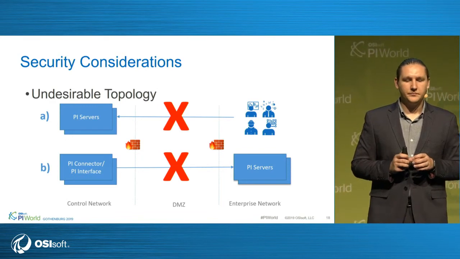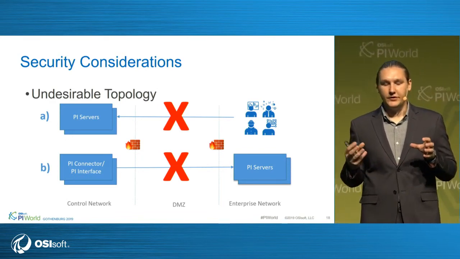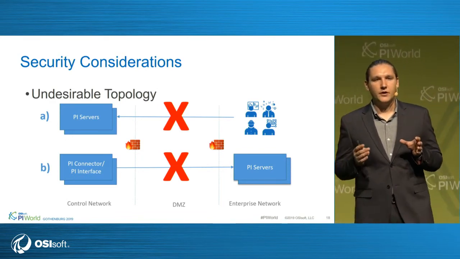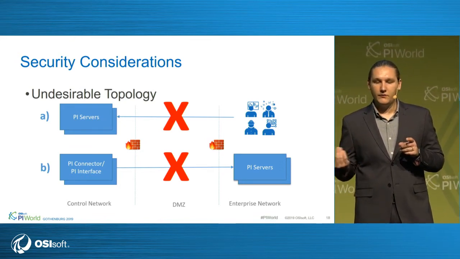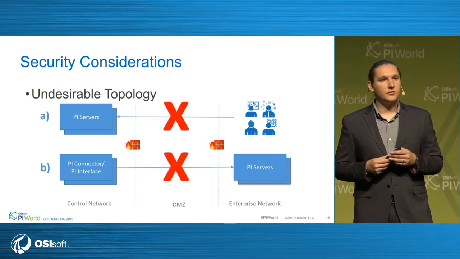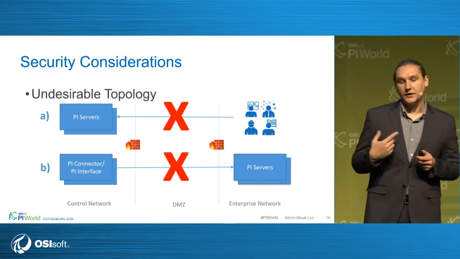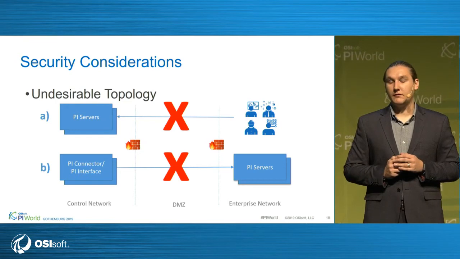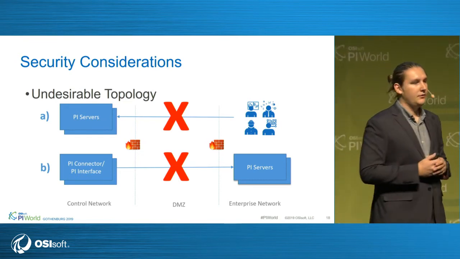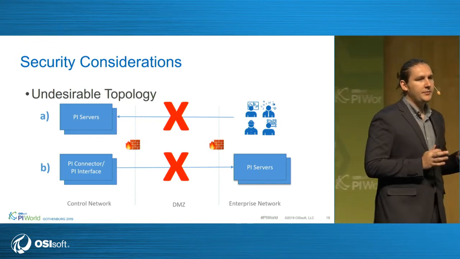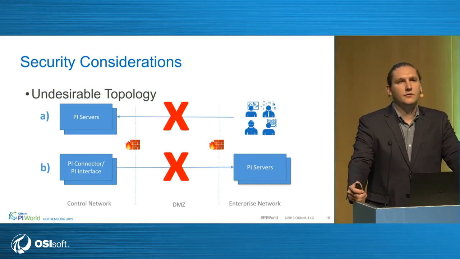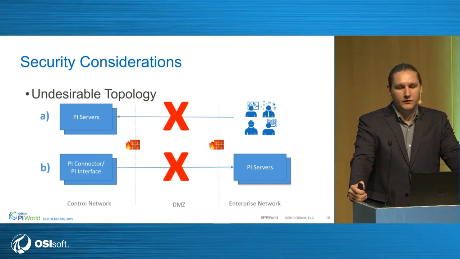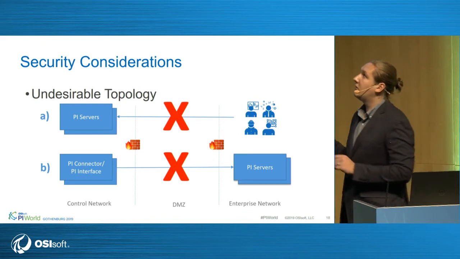So if we want to have our system secure, we want all the connections coming from, for example, the external network or enterprise network, never to be directly connected to the control network level. And the main patterns that we at OSIsoft recommend to make your PI system as secure as possible, we will discuss right now.